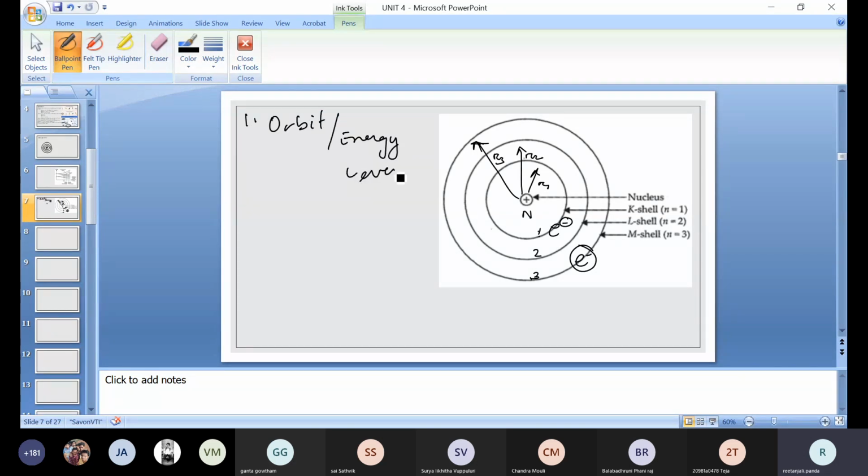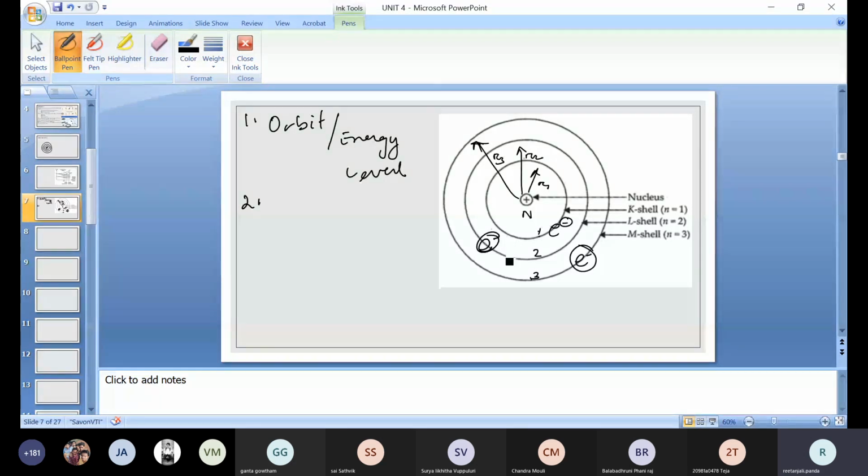Similarly, the second postulate says the orbit of the electron doesn't change unless and until we are either giving energy or removing energy. That means if an electron is present in the K shell, it is not going to jump. Otherwise, let us consider an electron present in the L shell. This electron is not going to jump to the K shell or to the M shell if we are not removing or adding energy to that electron.